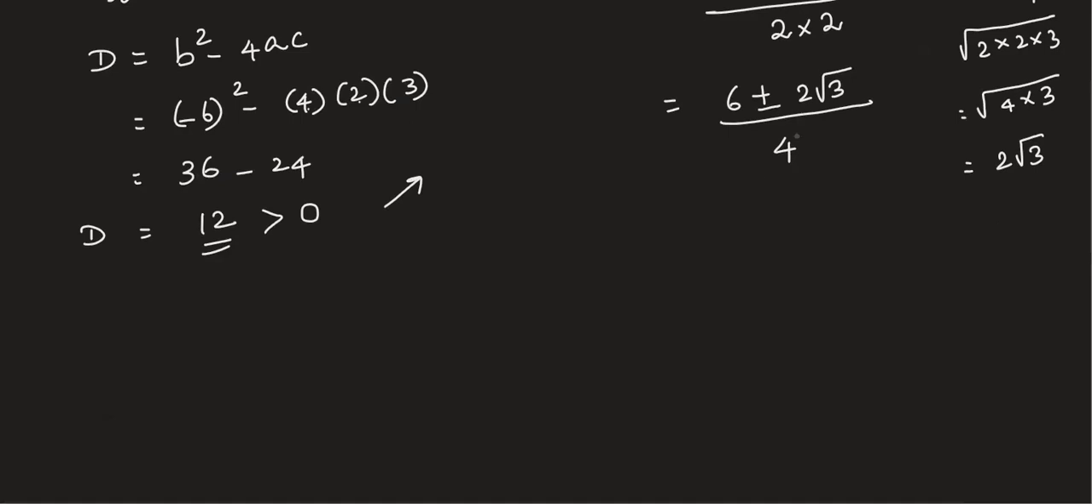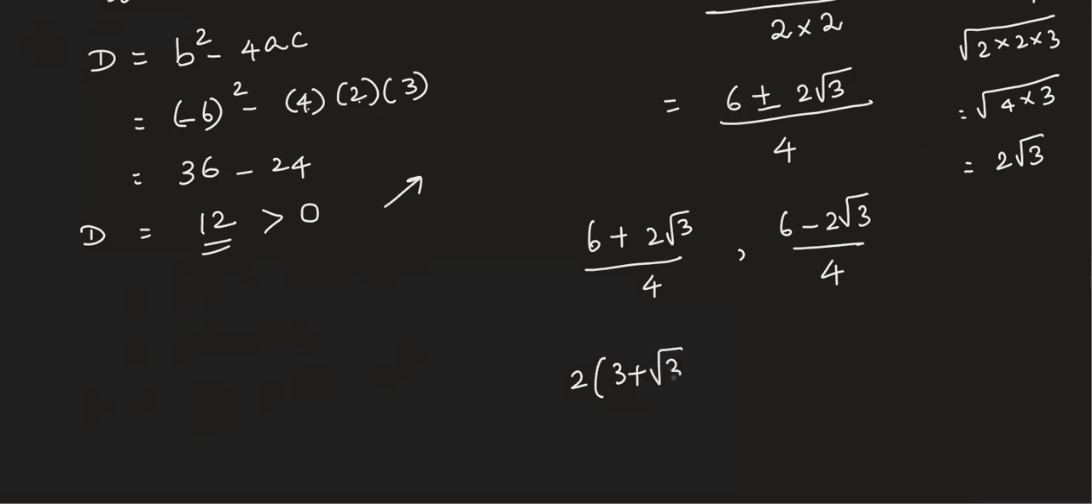Now x value, this is a simplified one. So the first value of x will be 6 plus 2 root 3 by 4. So this is one value for x. Now the next value for x will be 6 minus 2 root 3 by 4. Okay, now we will simplify. So we can take 2 common in this one. So 2 into 3 plus square root of 3 by 4. Same thing we can do here also. We'll take 2 common. So 3 minus square root of 3 by 4.